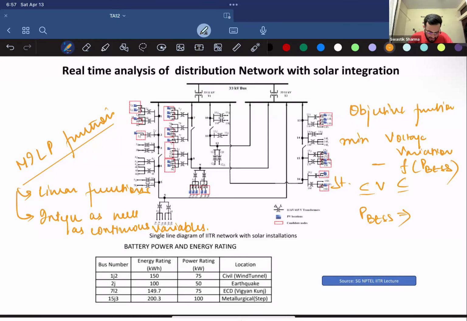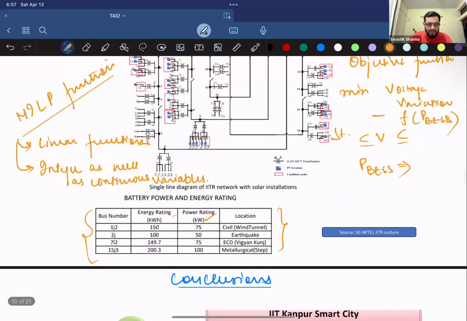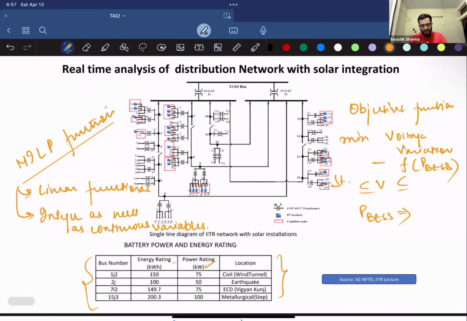So what they did was they checked where exactly, and how much battery power, would be required, and they got this number: at bus number 1, 2, 7, and 15, they require this amount of battery with this amount of energy and power. After that, they simulated this infrastructure as well. They installed the batteries at these locations, and then again they did PHIL simulation, and they found out that the voltages were within the range.